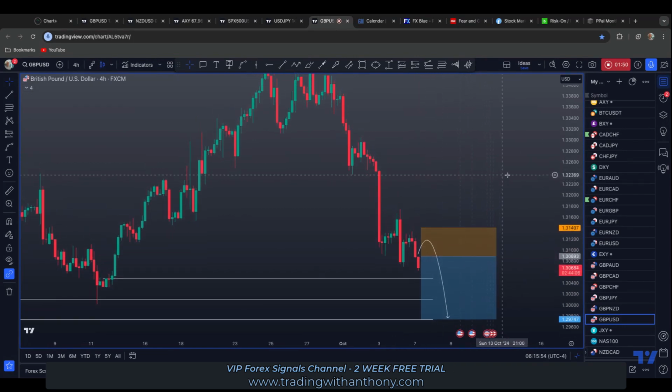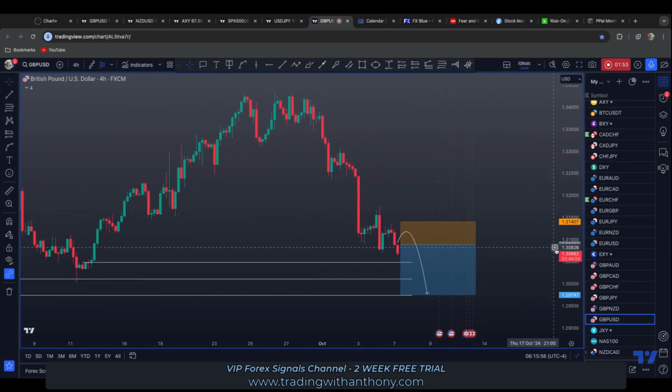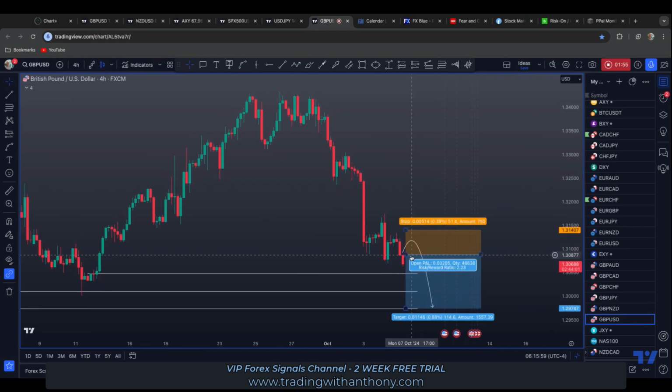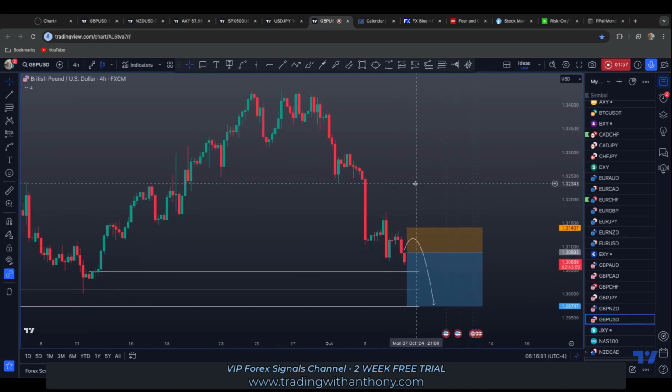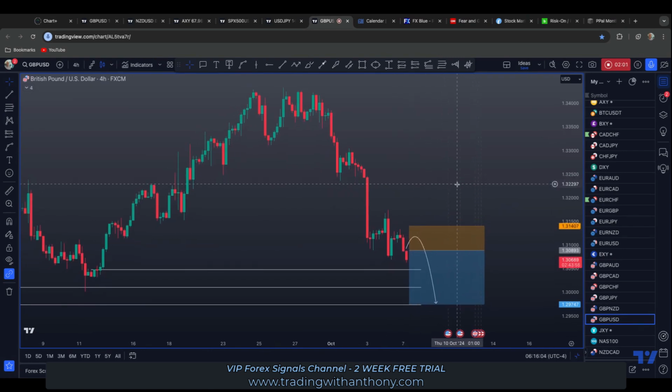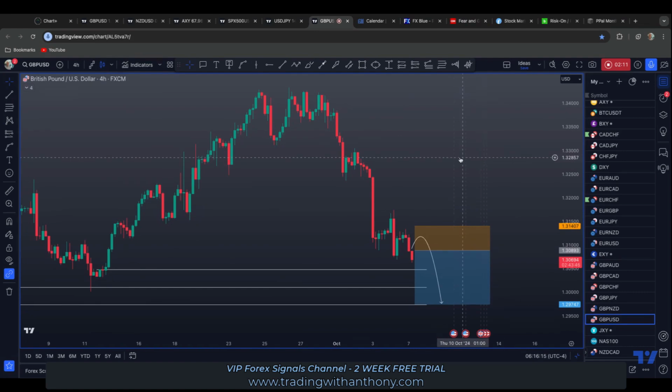Just be careful, the markets have been incredibly volatile, and they get aggressive with their stop runs, but that's an idea for the pound dollar, and it would be fairly similar for the Kiwi dollar, any of the Aussie, Kiwi, pound possibly, but that's an idea for today.